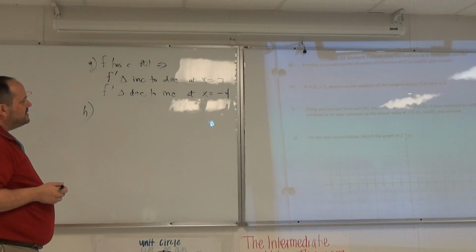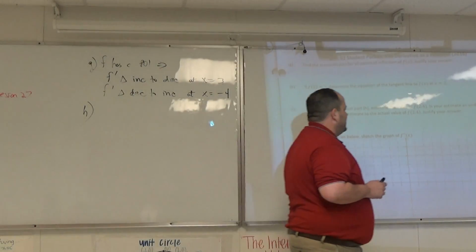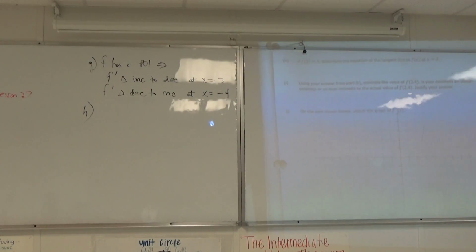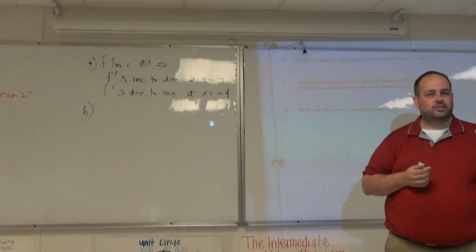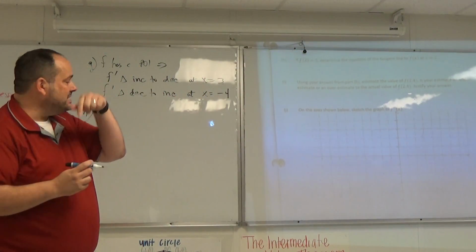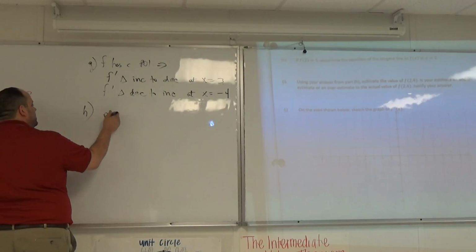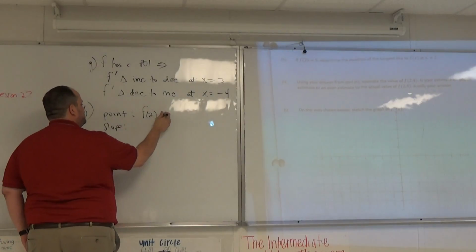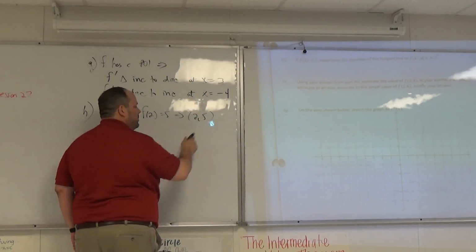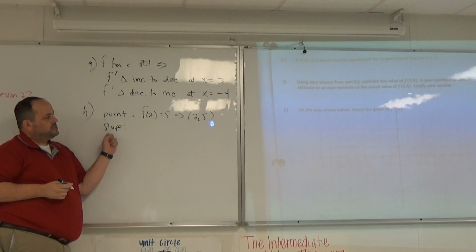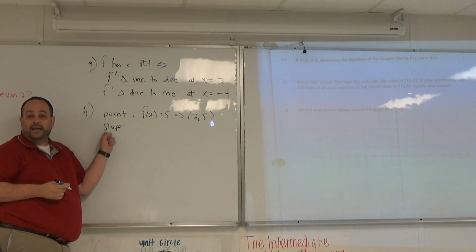All right, H. If f of 2 is equal to 5, determine the equation of the tangent line to f at x equals 2. Equation of a tangent line. We've done lots of these. You guys know exactly what you need if you're going to write the equation of a tangent line. Two things are needed: a point and slope. What's the point? If f of 2 is equal to 5, that means you've got the point (2, 5). What's the slope? Have some conversation with someone near you. How would you find the slope at 2?